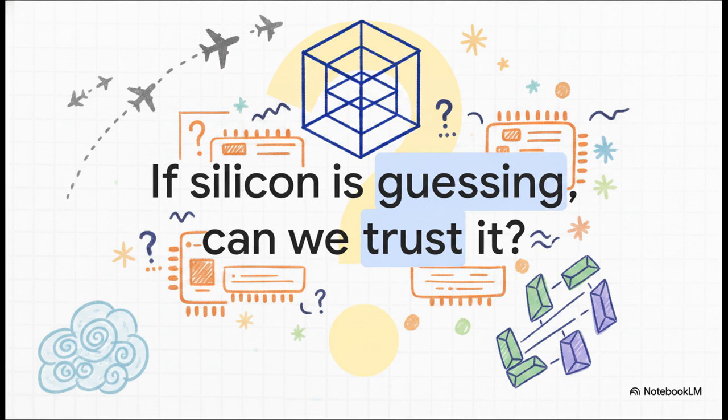So I'll leave you with this provocative thought. If our trustless digital systems are built on physical silicon that is fundamentally guessing, can we truly trust the system? Think about that the next time you dive into DeFi, or just look up at the sky.